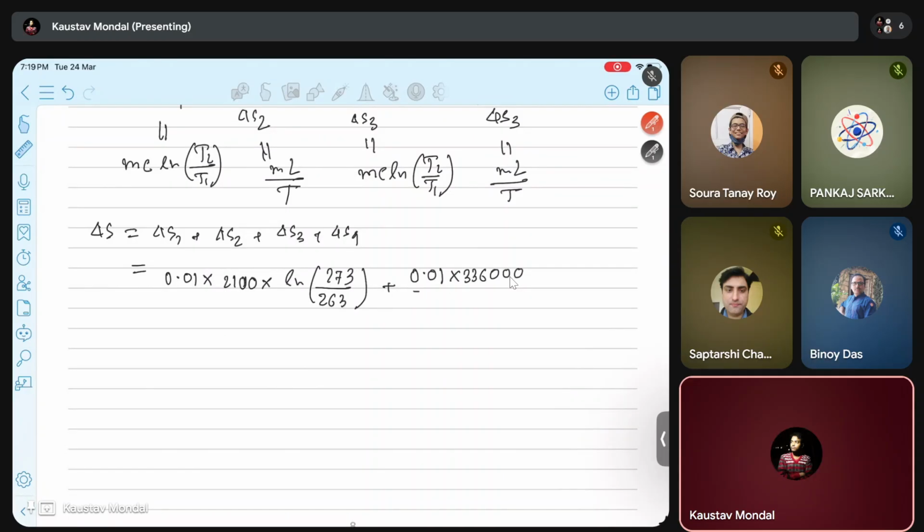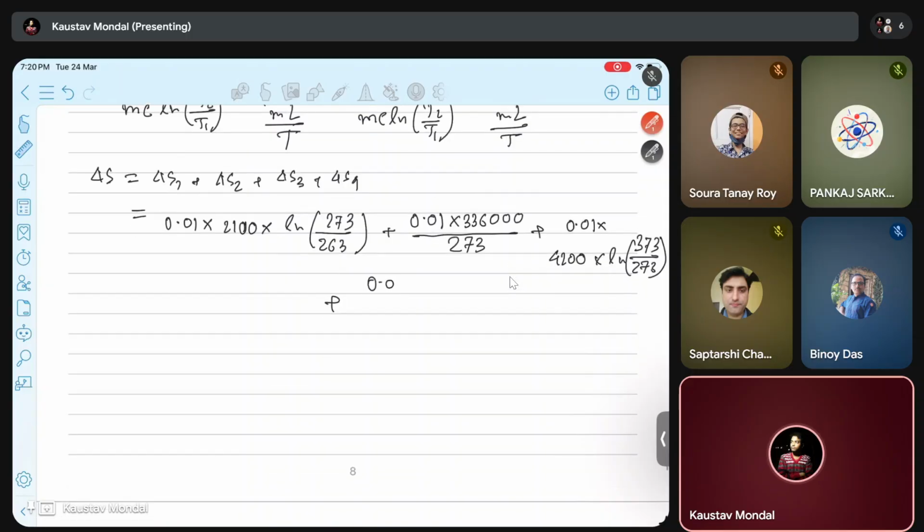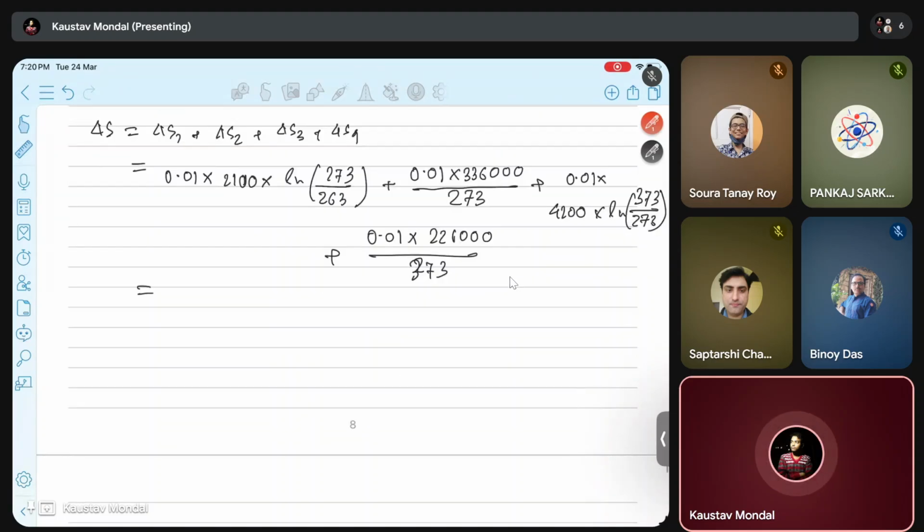So 0.01 into 336000 by 273. Plus similarly here also m is 0.01, specific heat of water is 4200 joule into ln of 373 by 273, plus again phase transition, that is 0.01 into 2268000 by 373. So these are all the processes. You do the calculation and get delta S as 87 joule per Kelvin.